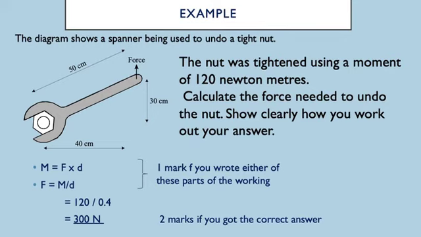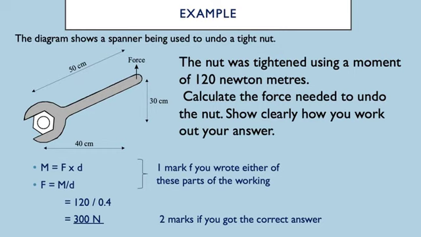Okay, here's another example. This one will show you the difference with the perpendicular distance. This diagram shows a spanner being used to undo a tight nut. The nut was tightened using a moment of 120 Newton meters. Calculate the force needed to undo the nut. Show clearly how you've worked out the answer. So we've got to use the equation moment equals force times distance, and then rearrange that equation to start off with. So the force equals the moment divided by the distance.